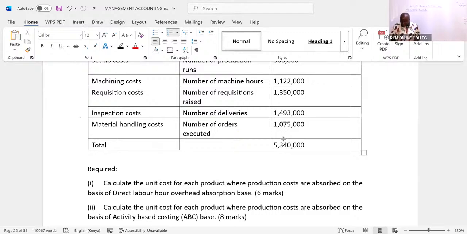And then number 2, first of all, before I go to number 2, when you read number 1, where they want us to calculate the unit cost for each product, where production costs are absorbed on the basis of direct labor hour overhead base, which method are they talking about here? Traditional method. Because traditional method is the only one which makes use of what here? One factor. And the factor in this case is direct labor hour.